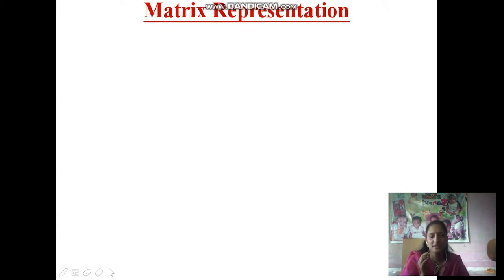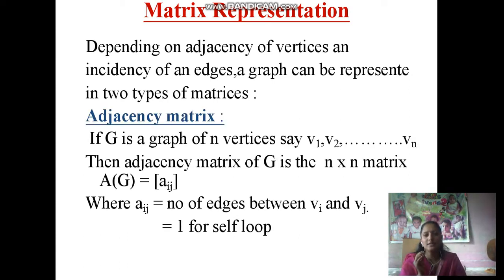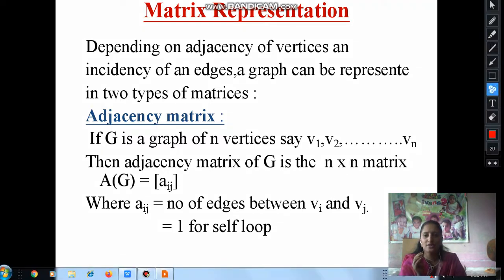Next, matrix representation. Now what is the matrix representation of the graph? The graph can be represented by matrix. Depending on adjacency of vertices and incidency of edges, a graph can be represented by two types of matrices. The first type is adjacency matrix.